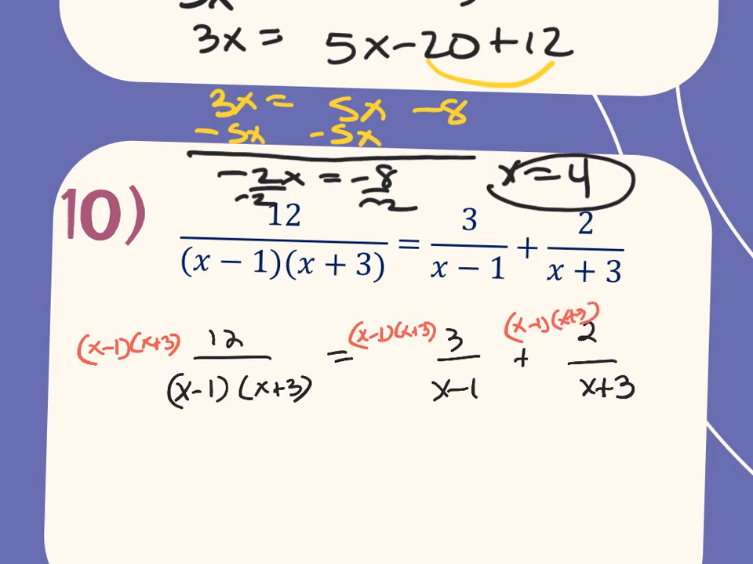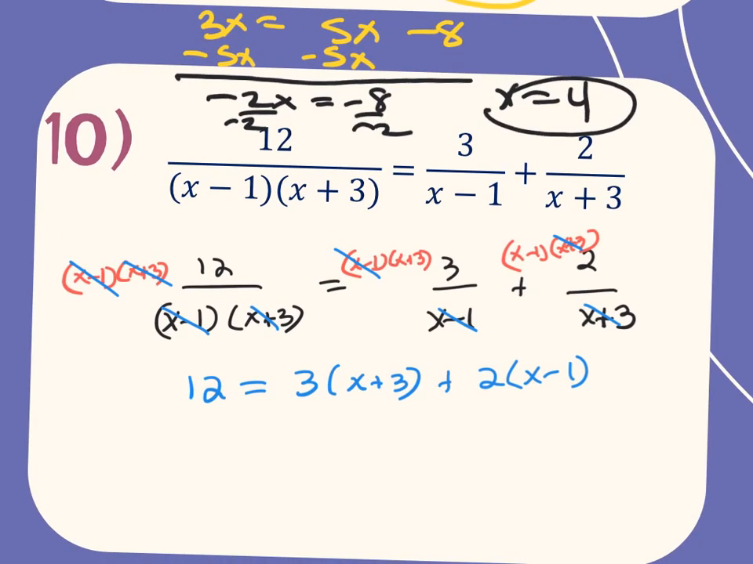And now I'm going to look for things to simplify. So the x minus 1 and the x plus 3 cancel, so all I'm left with here is the 12. The second fraction, I can simplify the x minus 1, and now I have to distribute the 3 to the x plus 3. The last fraction, the x plus 3 simplify, and now I can distribute the 2.